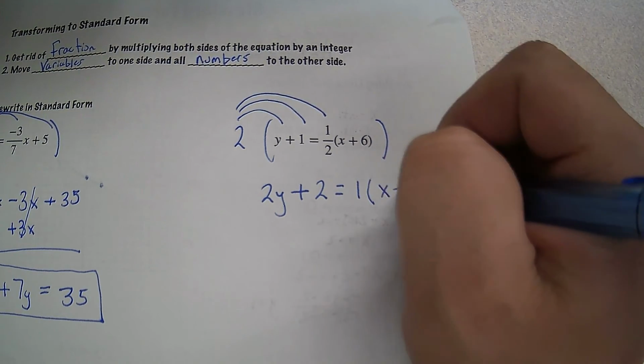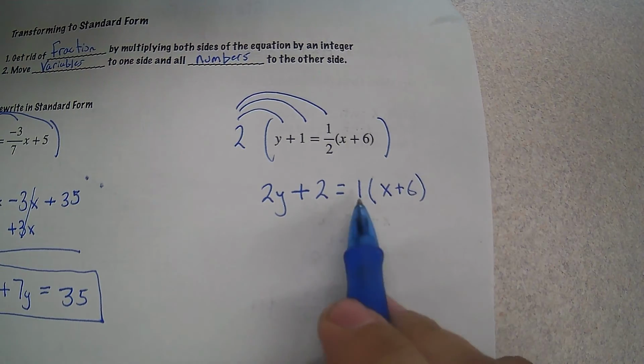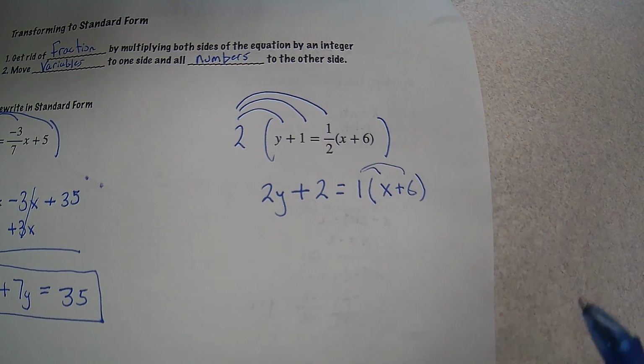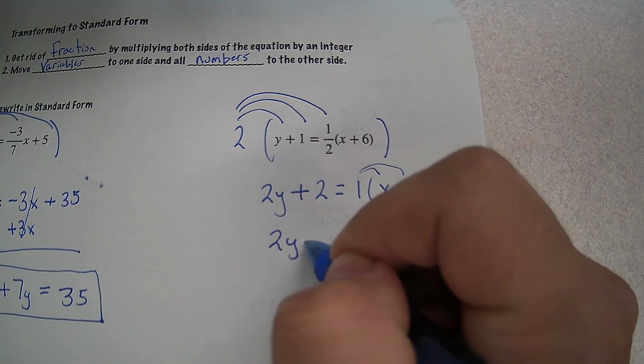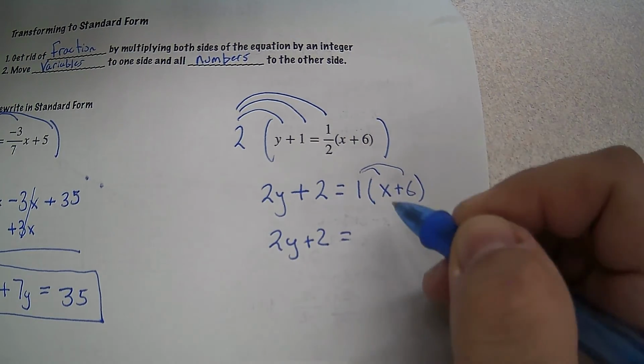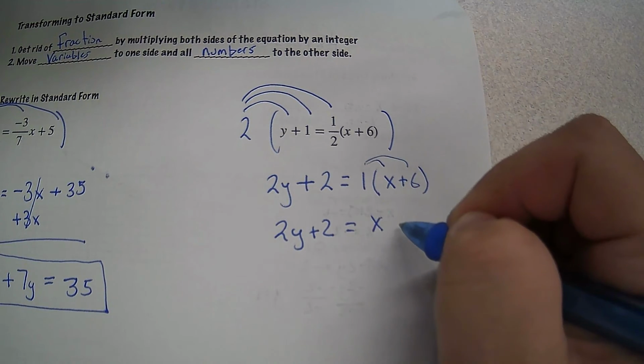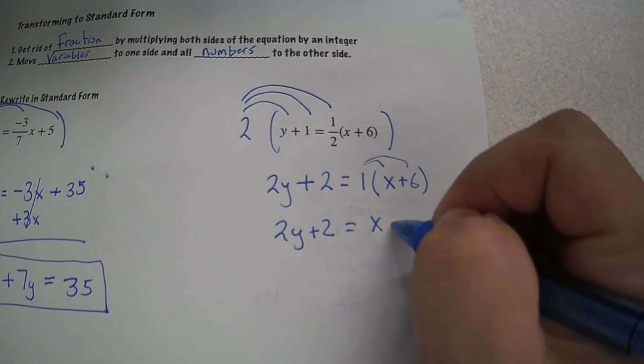And then I have x plus 6. Now then I would distribute this 1 essentially. And I don't, so we get 2y plus 2 equals, well, that's just x times 1 is x, and 1 times 6 is 6.